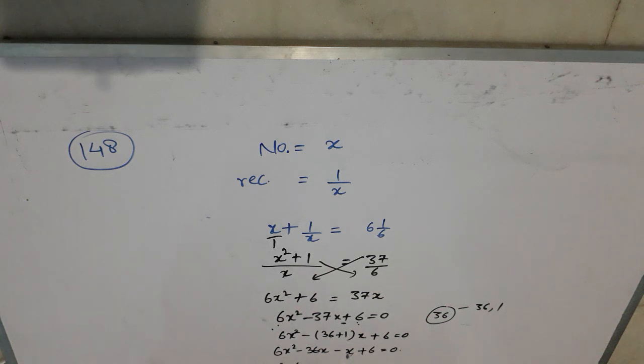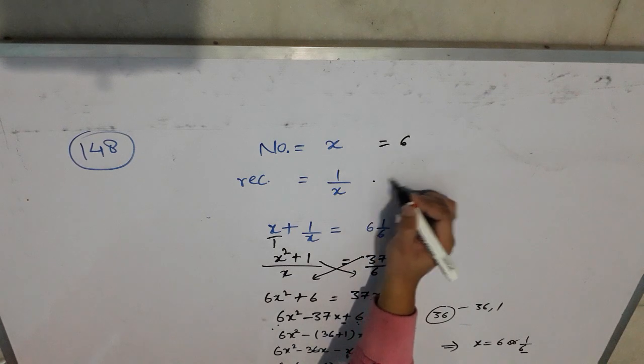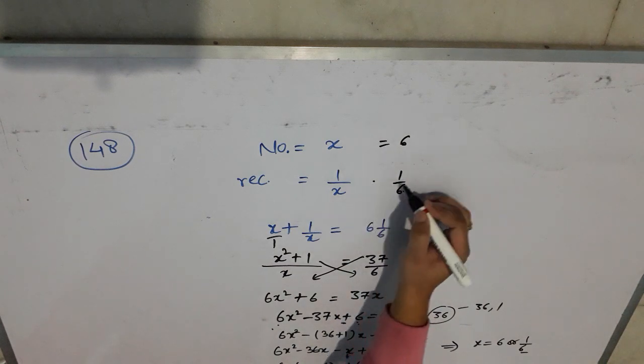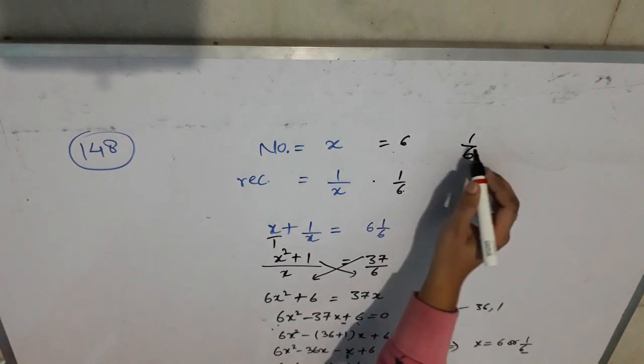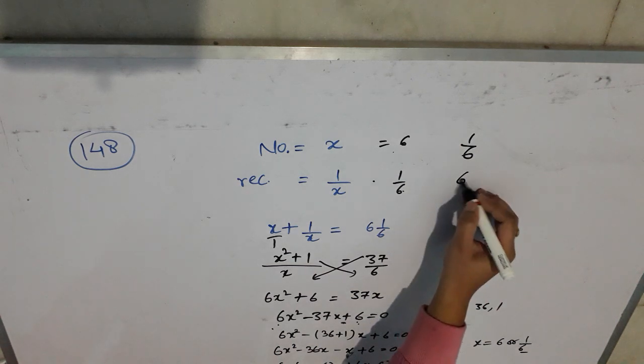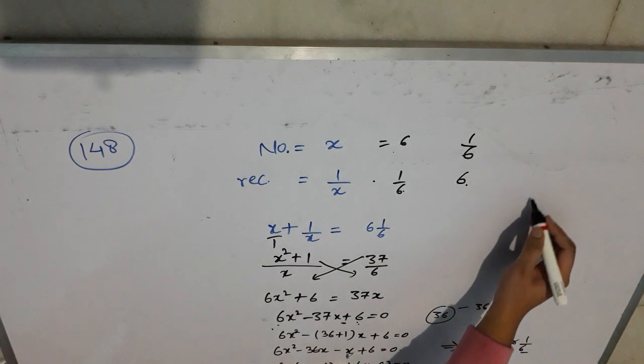Now take 1 common from the last two terms, x minus 6, equal to 0, that is 6x minus 1 times x minus 6. If you take x minus 6 out, then inside it will be 6x minus 1 and the other factor is x minus 6. So what is the value of x? x is 6 or 1 by 6. If you take x as 6, then 1 by x will be 1 by 6. If you take x as 1 by 6, then 1 by x will be 6. So the option is C.